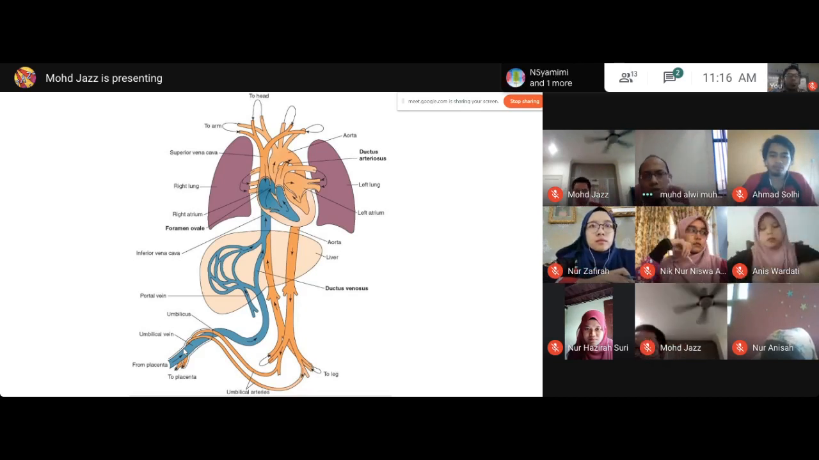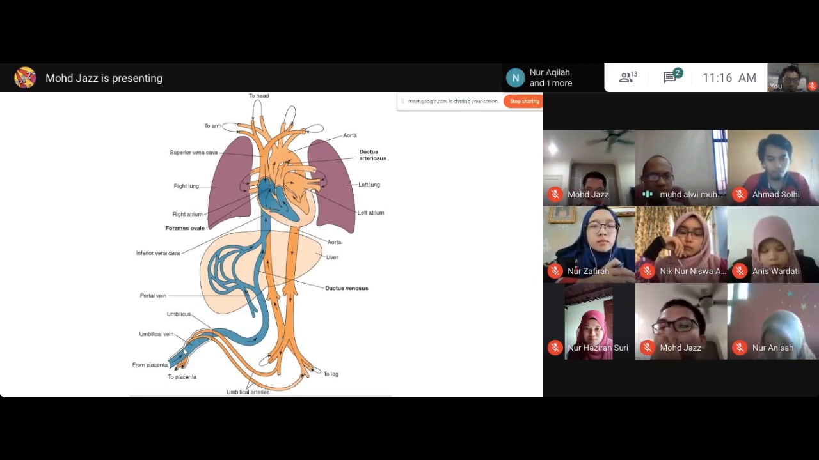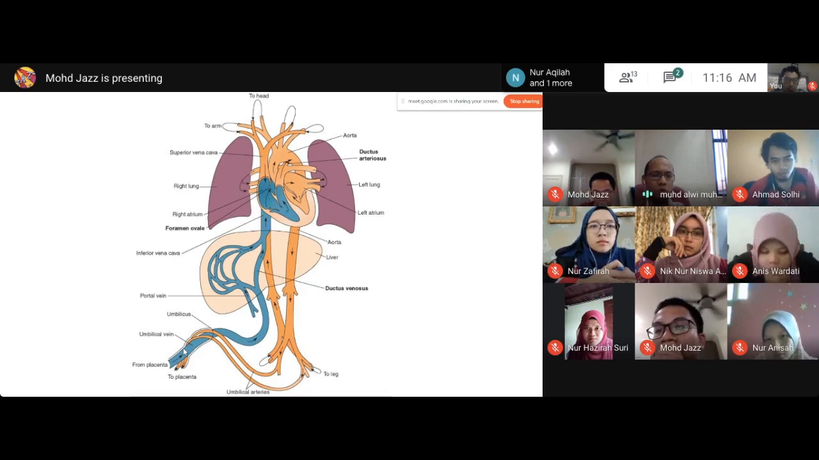to the branches of the aorta. And also, so do the portal circulation, it is very high pressure, high resistance. So most of the blood will go through the ductus venosus instead of entering the portal circulation. Okay? Understand?